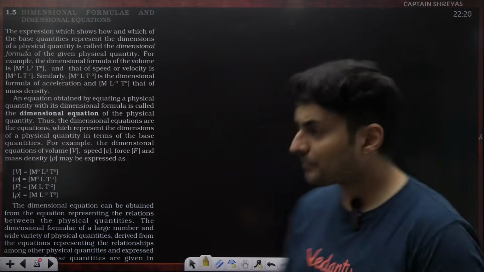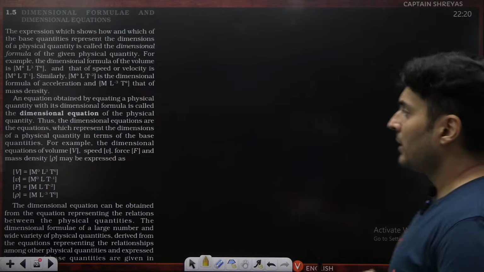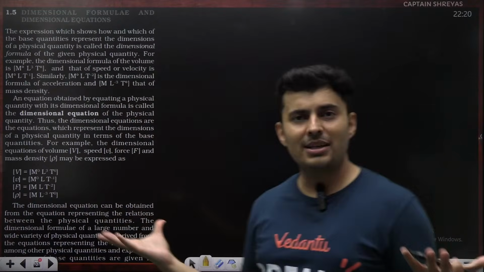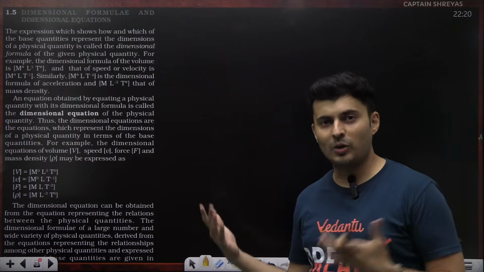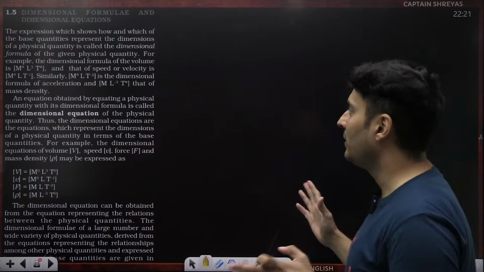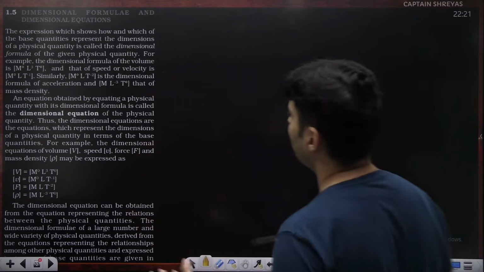Awesome, awesome. Now, how do you write the dimensional formulas of different physical quantities? The best way is you know the physical quantity's formula or you know the units somehow, and immediately you will be able to write it down. So that is what this particular paragraph is explaining.